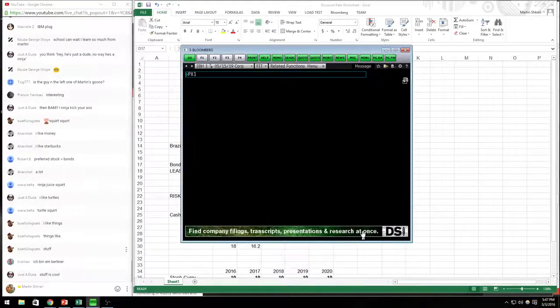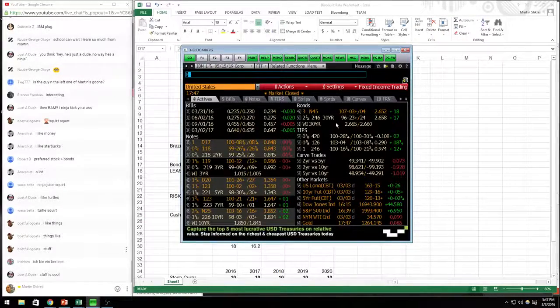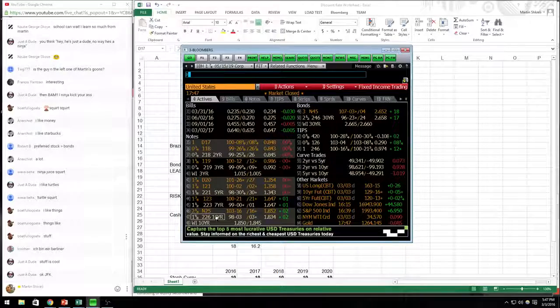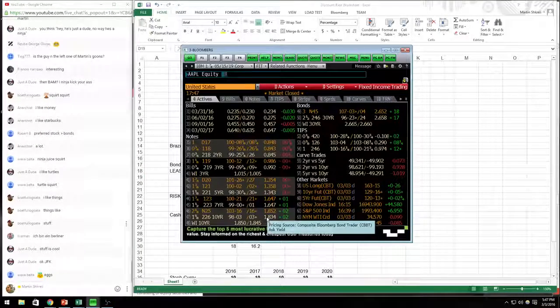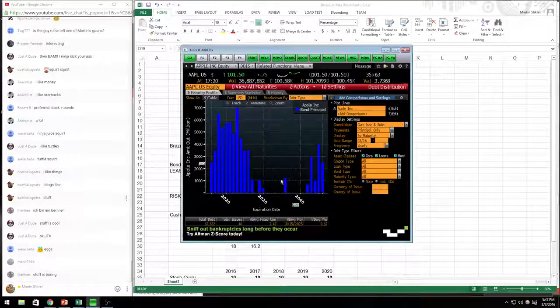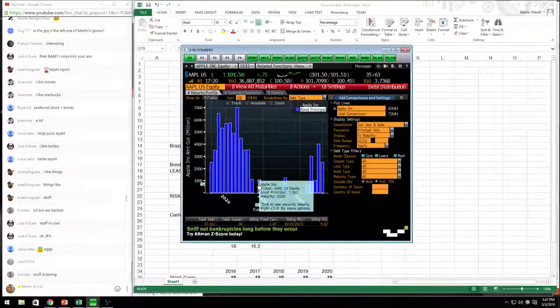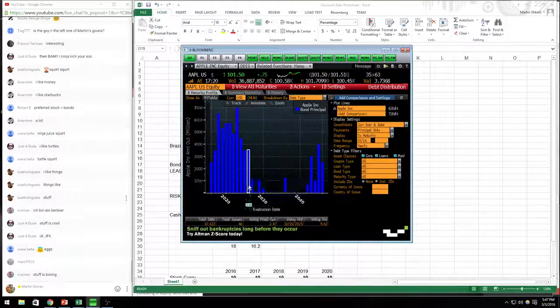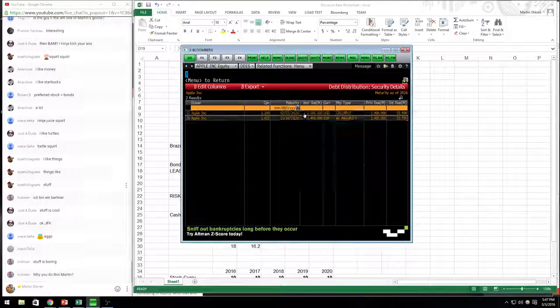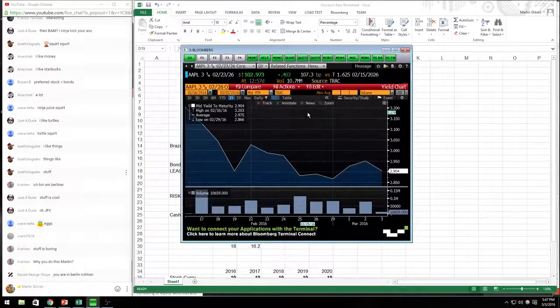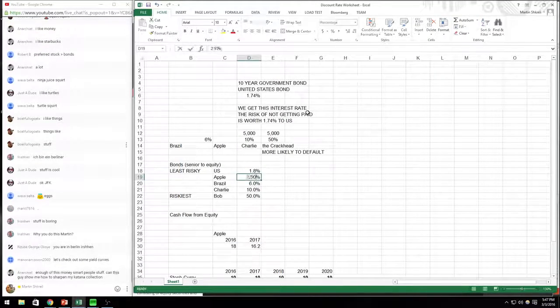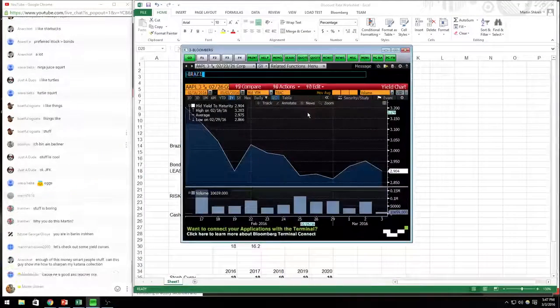So we know the U.S. Treasury bond yields, let's take a look. The 10-year Treasury bond right now is yielding 1.834% according to Bloomberg. Now we can check out what Apple's bonds are yielding. Let's look at a 10-year Apple bond. Apple Computer, the iPhone maker. Let's see how their bonds are doing. Looks like they're yielding 2.904%.